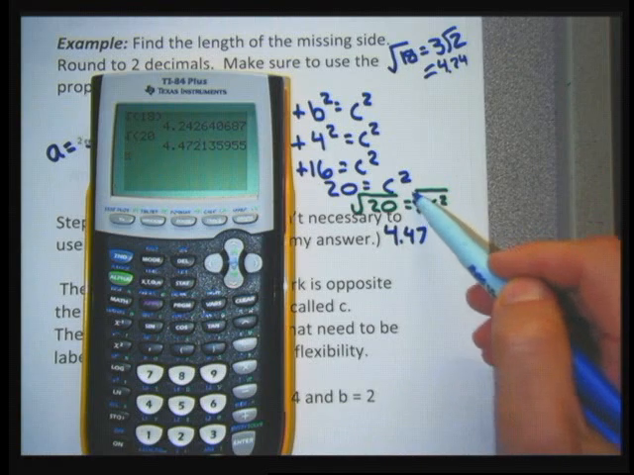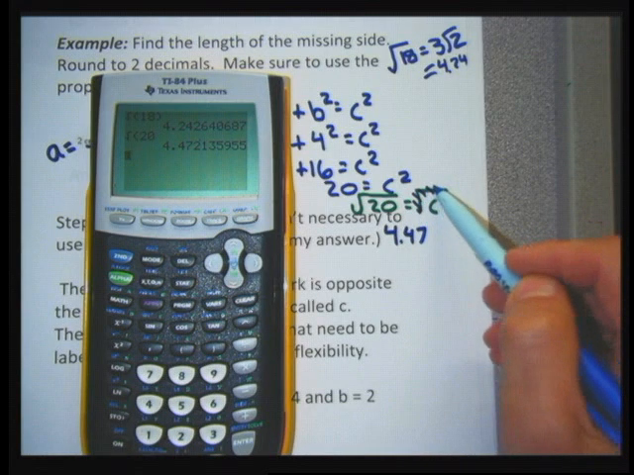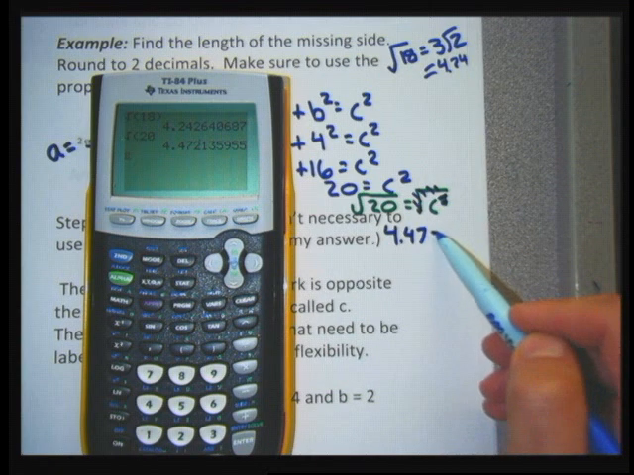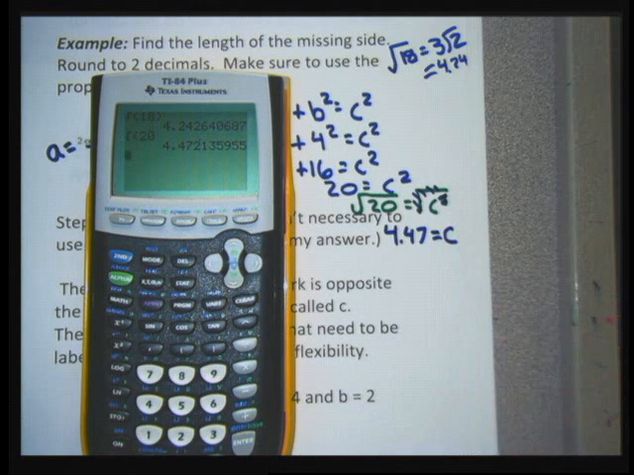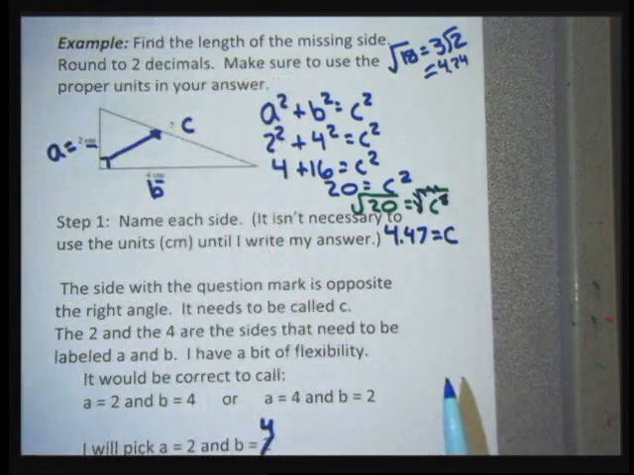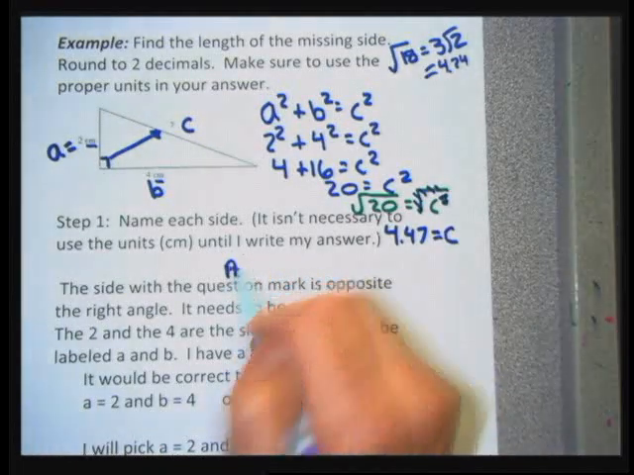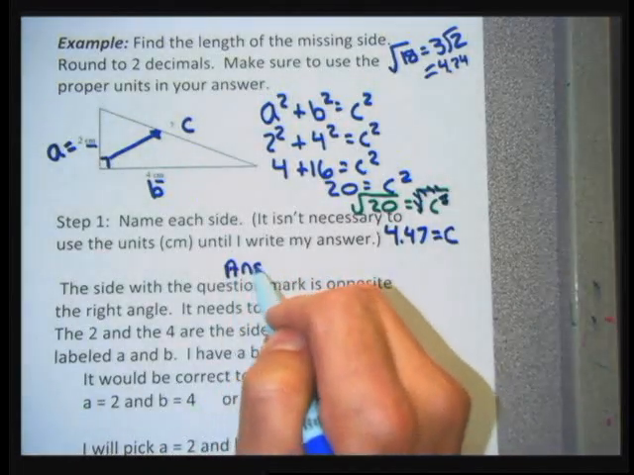And then on the right side, when you square root something that's a perfect square, the square rooting cancels out the square, and it leaves you just what was being squared. So that gives me 4.47 equals c. And then for my answer, I'm going to say c equals 4.47 centimeters.